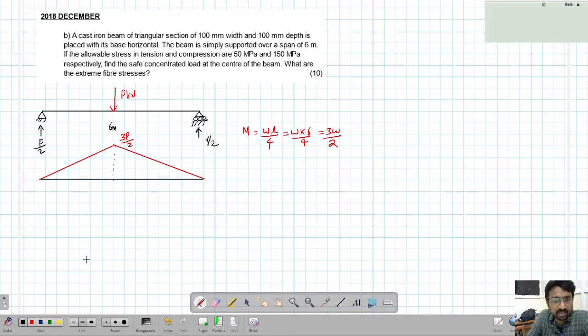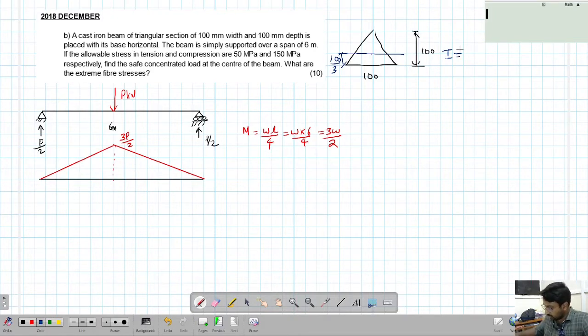The beam is a triangular beam. So this is the beam, the base is 100, height is also given as 100. Now, the moment you see this, you should be able to know the centroid of the triangle. So this distance will be 100 by 3. Okay, and moment of inertia about centroid will be BH cube upon 36, the moment of inertia about the centroid of the triangle.